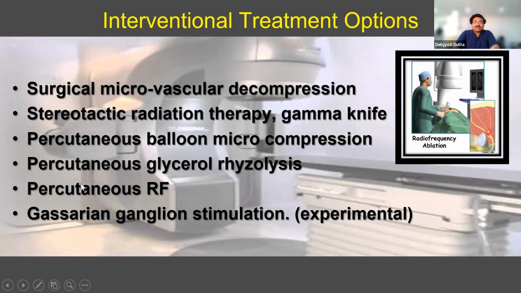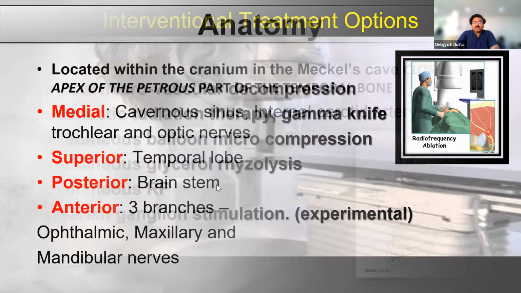Percutaneous radiofrequency and gasserian ganglion stimulation is experimental. Even today, we are not doing that. So, what are the choices? We commonly do the percutaneous RF nowadays, and second, we commonly do the percutaneous glycerol rhizolysis. Nowadays we are not doing glycerol much, because once you have RF, the duration of pain relief with glycerol is much less than with RF. So, RF is preferred.